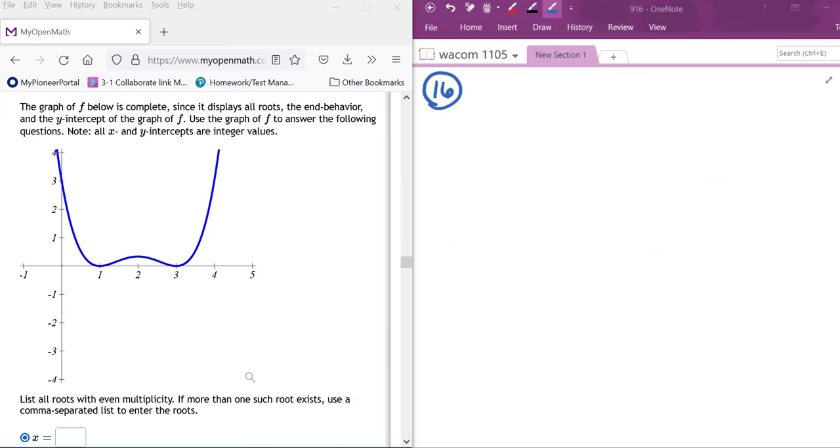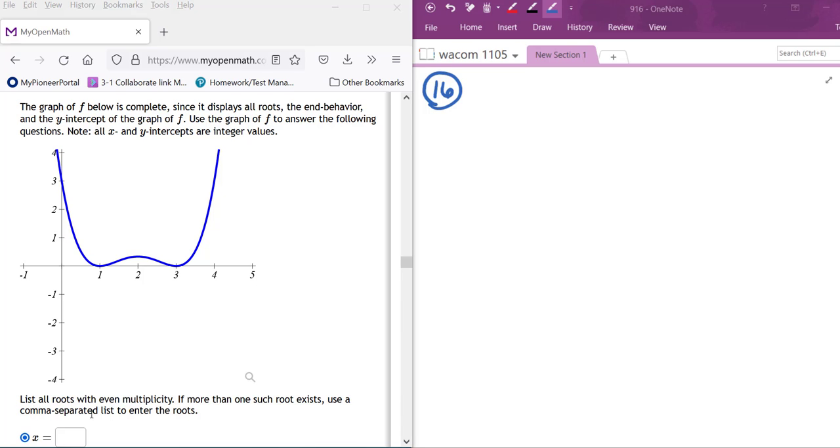It's the same thing. Next, we have problem 16, and they've given us a graph. They're telling us it is complete, so it displays all the roots and the end behaviors, and the y-intercept of the graph. Use the graph to answer the following questions, and it tells us, note that the x and y intercepts are integer values. That's good. So we don't have any fractions going on here.